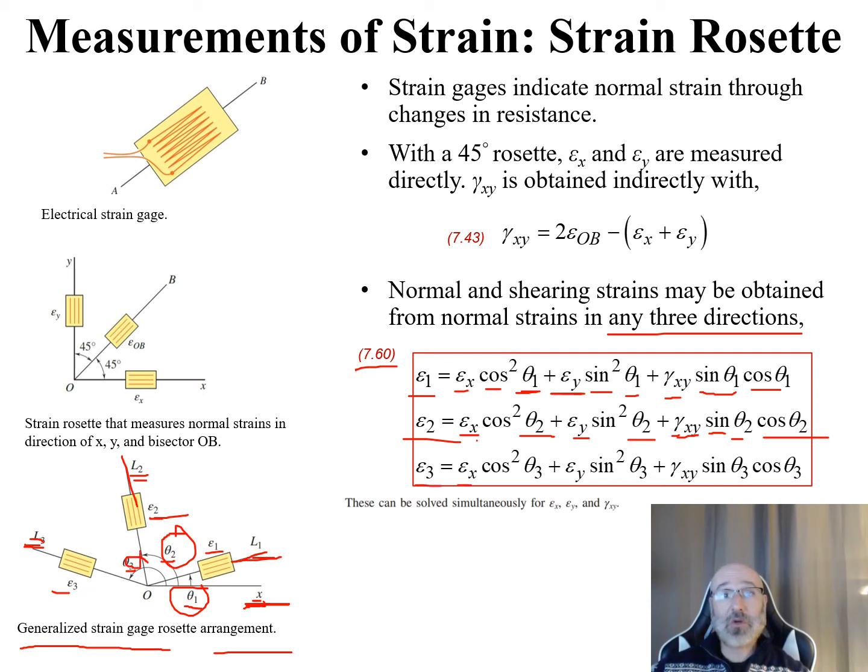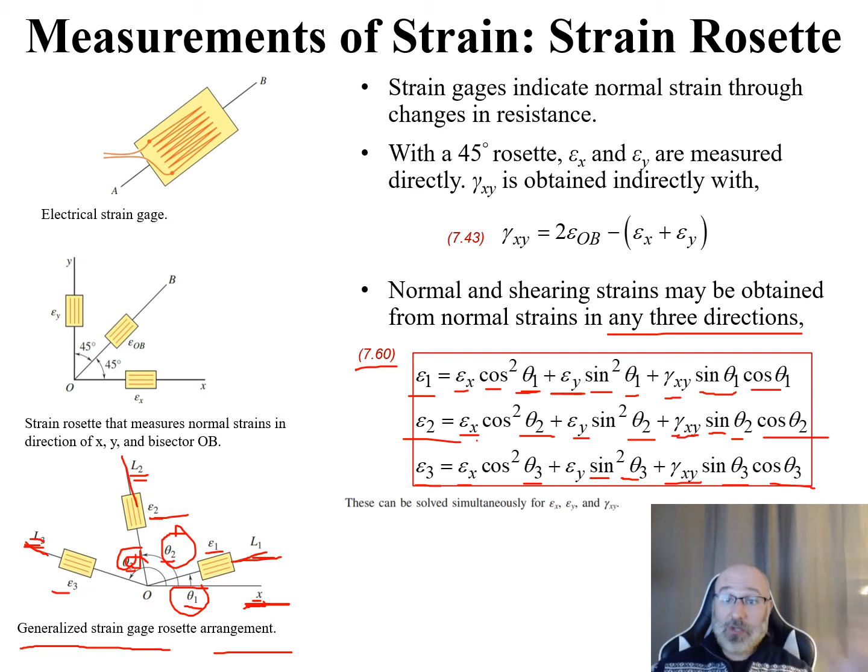And last, for our L3 axis with angle theta 3, epsilon 3 is equal to epsilon x times the cosine squared of theta 3, again that same angle from our x-axis all the way over to L3, plus epsilon y times the sine squared of theta 3, plus gamma xy, our shearing strain, times the sine of theta 3 times the cosine of theta 3.